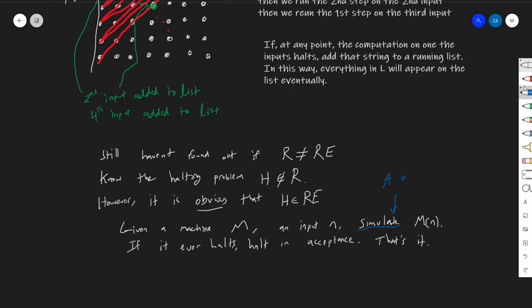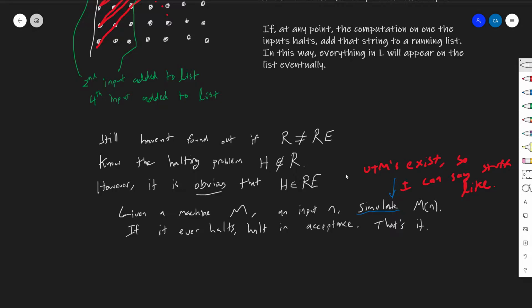I'm never using this blue again. UTMs exist, so I can say stuff like this. There exist universal Turing machines. There exist Turing machines that can simulate any other Turing machine. So I can just think about a universal Turing machine that I'm modifying slightly in order to come up with a solution to the halting problem in this way. Or not a solution, but a partial solution. A solution enough to observe that the halting problem is recursively enumerable. So that kind of answers this question.